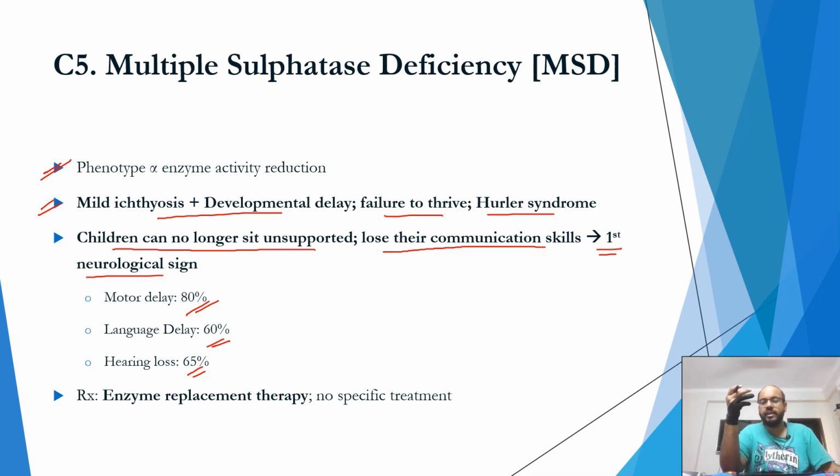Treatment in the future may require enzyme replacement therapy. Now, the enzymes that require modification by SUMF1, these enzymes include a lot of sulfatases. If we replace the altered enzyme with a properly functioning enzyme, everything should be all right. So that is what enzyme replacement therapy is.